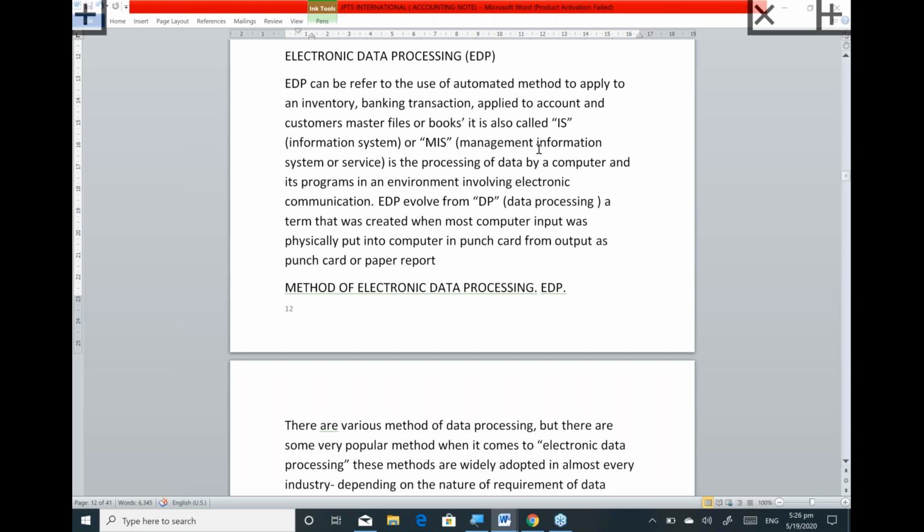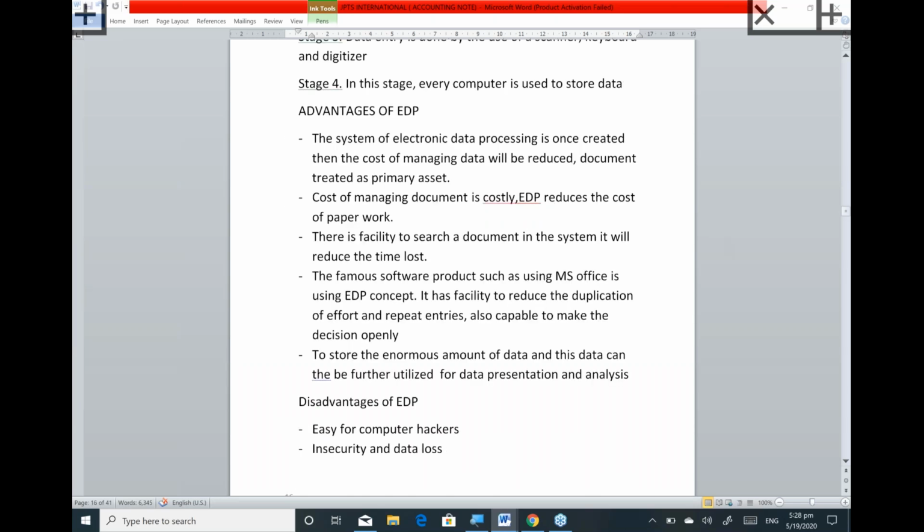Two, the next one is that famous software products such as MS Office use the EDP concept. It has facilities to reduce the duplication of effort and repeat entries. It is also capable of making decisions openly and storing an enormous amount of data, and this data can then be further utilized for data presentation and analysis.